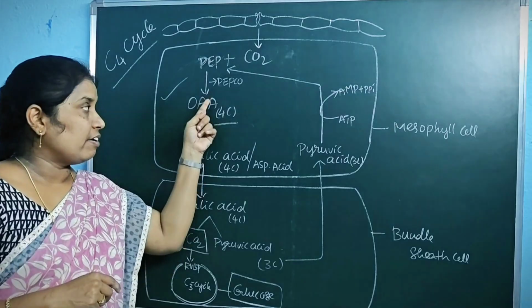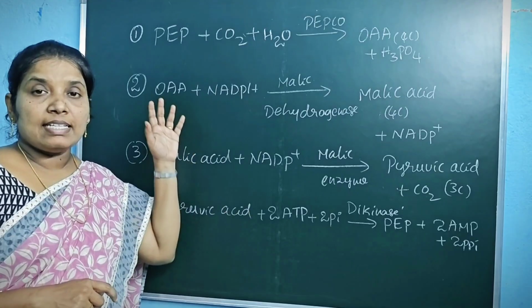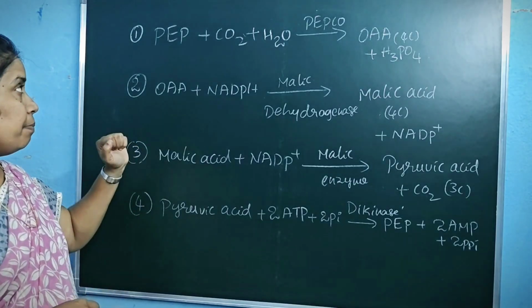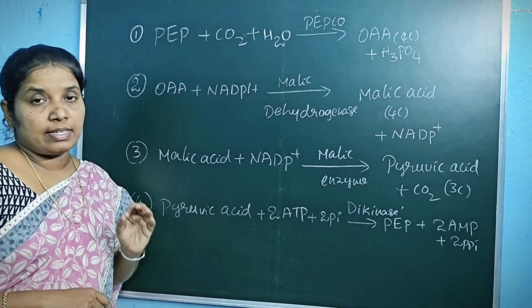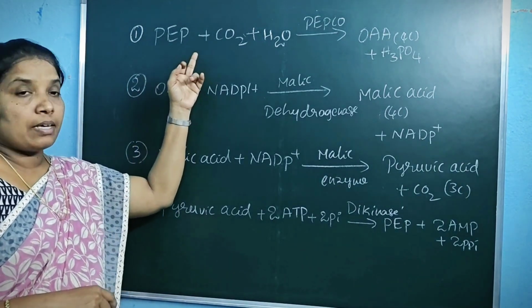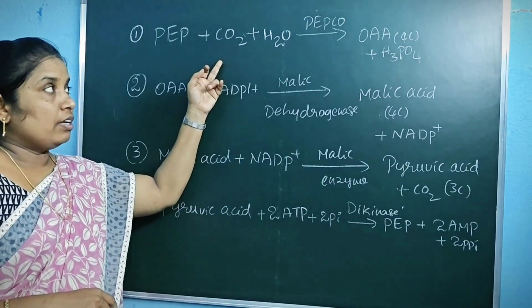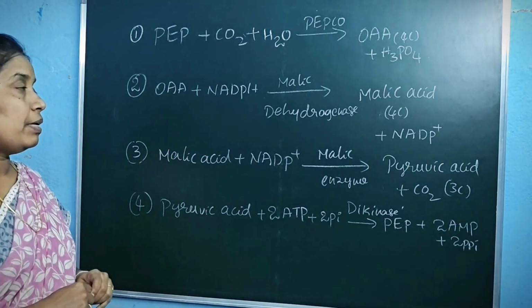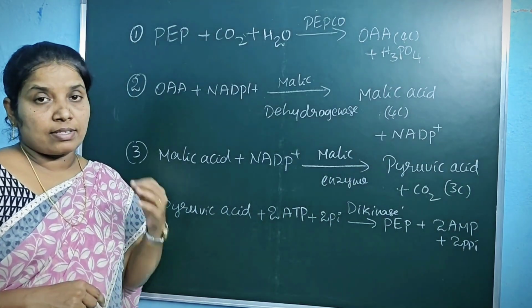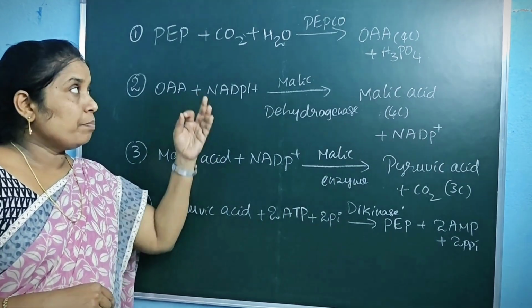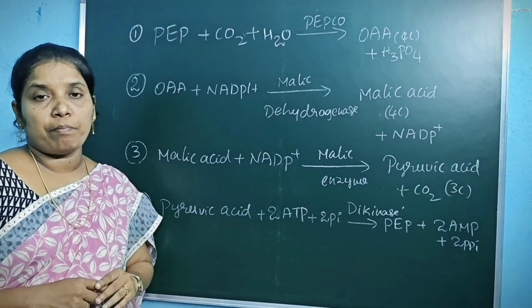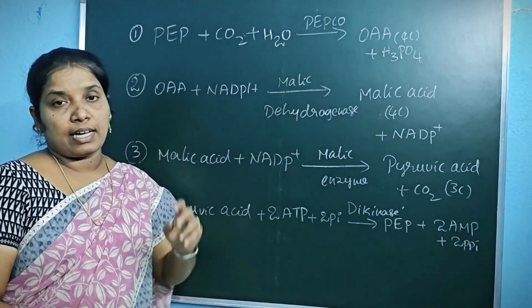So let's see these equations in detail. These are the steps that occur in the C4 cycle. The first step is the carboxylation step. PEP accepts carbon dioxide in the presence of the enzyme PEPCO. Phosphoenol pyruvic acid accepts CO2 molecules in the presence of PEPCO, resulting in the formation of a 4-carbon compound, oxaloacetic acid.